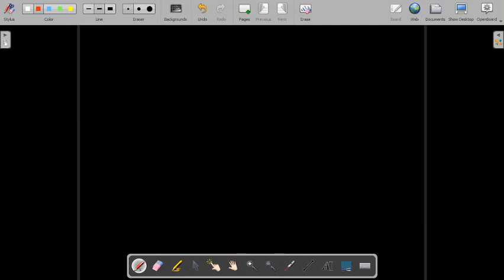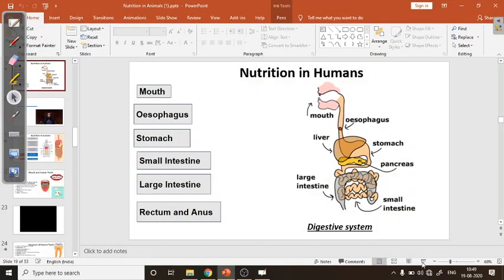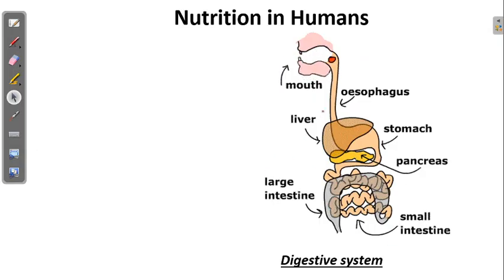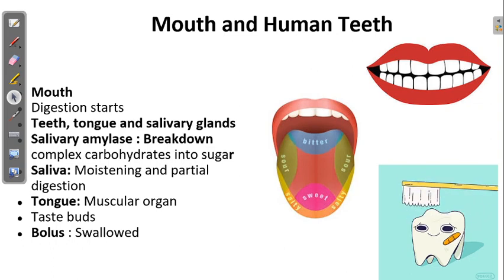First, we will talk about the mouth. Okay, so let me share one PPT with you. Here you can see the mouth, esophagus, stomach, small intestine, large intestine, and then you have rectum and anus, whereas you have liver, pancreas, and a small organ which is known as the gallbladder. Okay, next we'll study about the mouth.